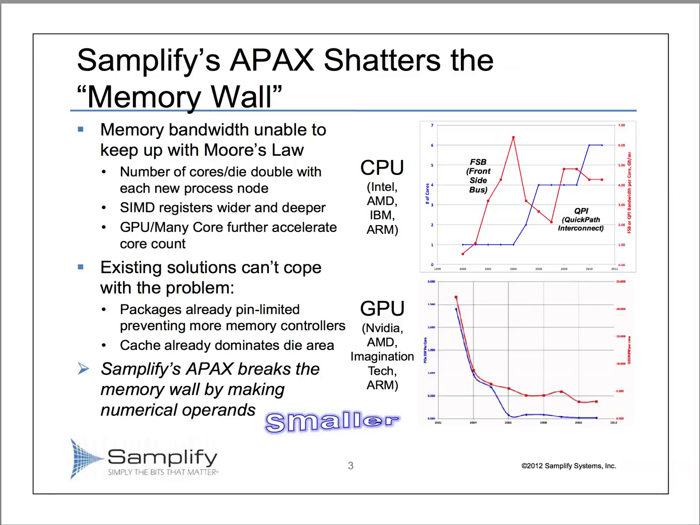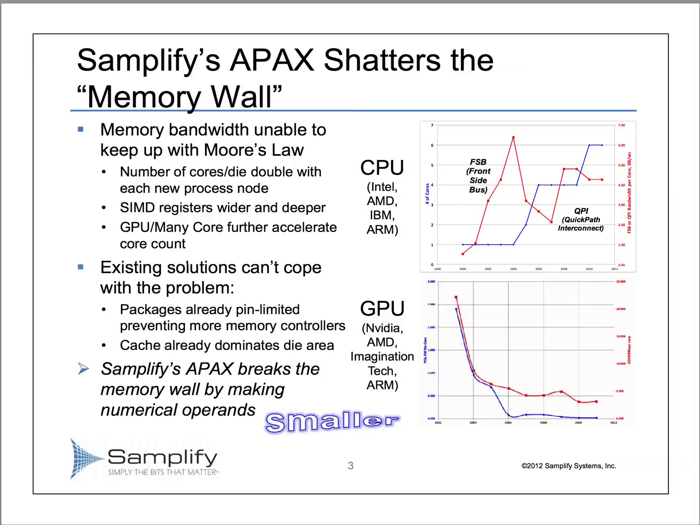Packages are already pin limited, so you can't add more memory controllers. Every bit of memory is 2 pins. So 512-bit wide memory means you already have over 1,024 pins on that package dedicated to memory. Pin density just doesn't increase with Moore's law. And the other solution is adding more cache. Well, when we already have 20 megabytes of cache on Intel Sandy Bridge, it's already starting to dominate the die area. So that's not a solution either.